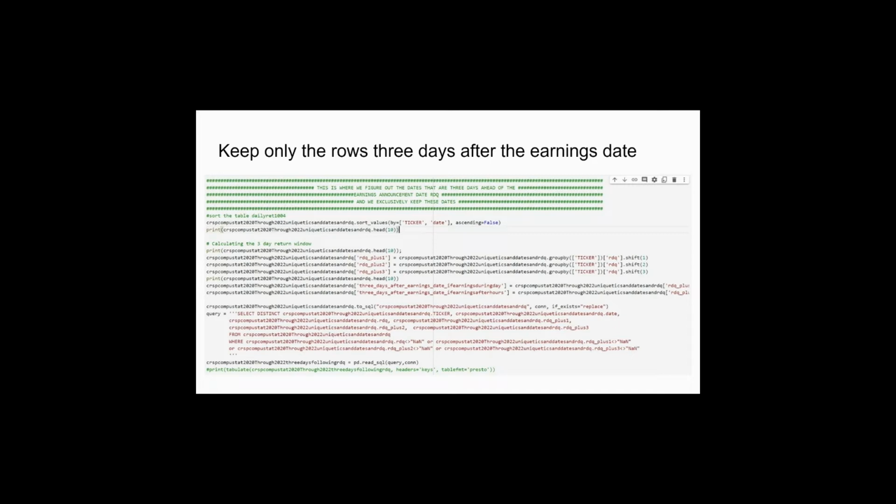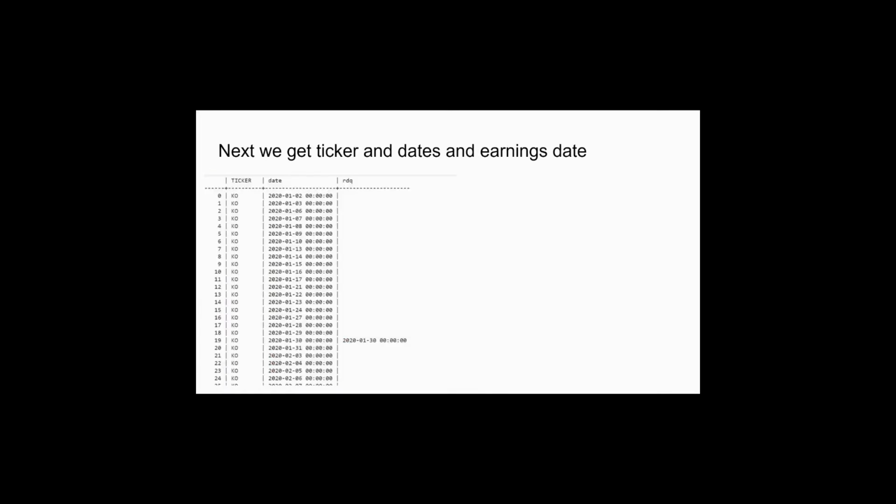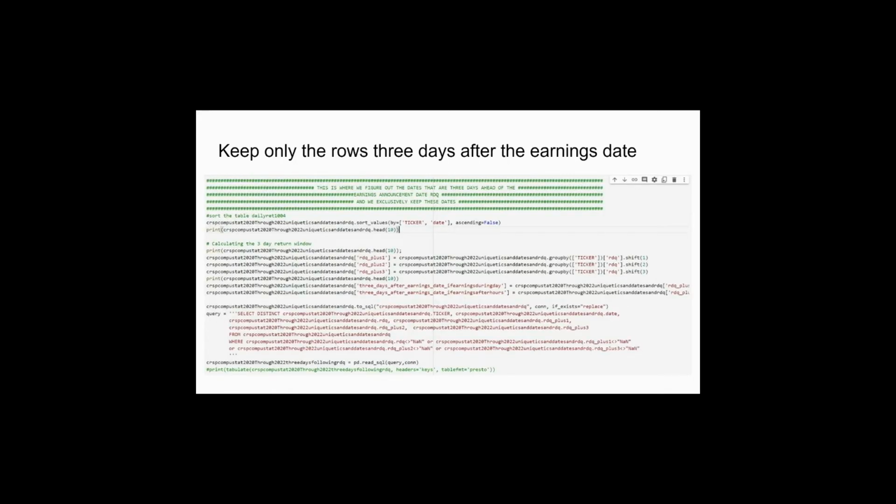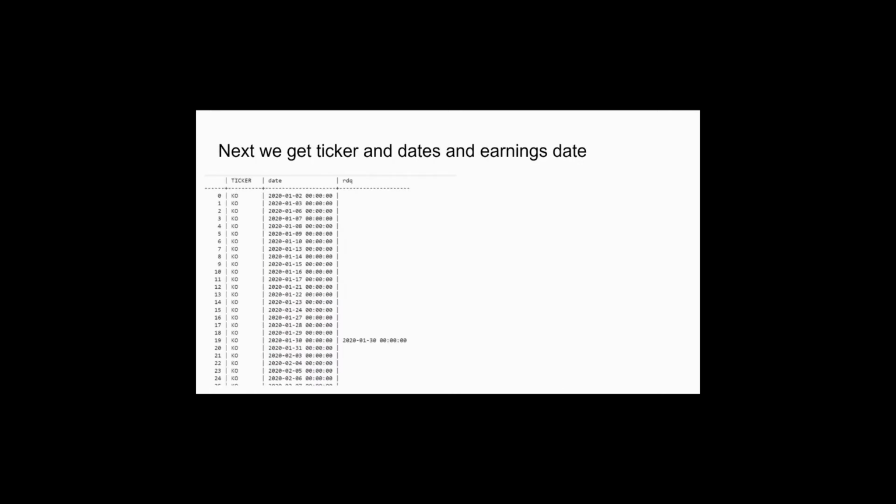And we say, we have this. Okay, and now what we want to do is only keep the rows in this table where RDQ1 is not blank, RDQ2 is not blank, and RDQ3 is not blank. So basically, we only want to keep this date, this date, this date, and this date.